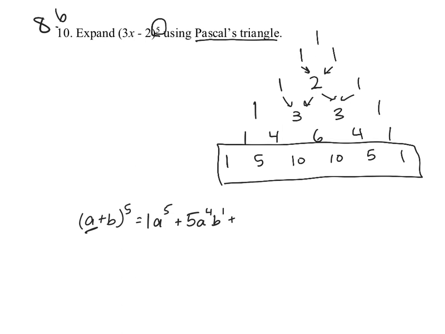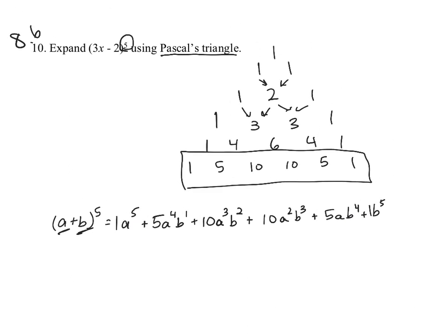And now the next term is going to use that as a coefficient, so it's going to be 10. And then the first term decreases to a power of 3, and that second term there increases to a power of 2. And then it's 10a squared b cubed, and then 5a b to the 4th, and then 1 times b to the 5th. This is the pattern that you use for binomial expansion.